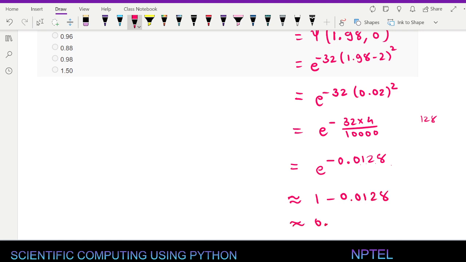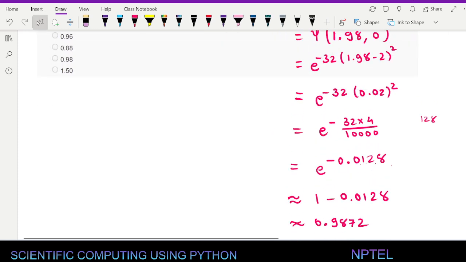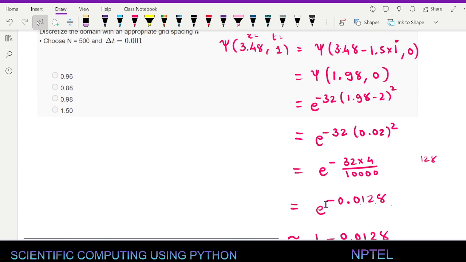So 0.9872 probably. Okay, so correct answer should be around this one. This is also approximate, right? The exact answer is this one, whatever it turns out to be. So this should be our answer. Let's make it star. Now let's see.